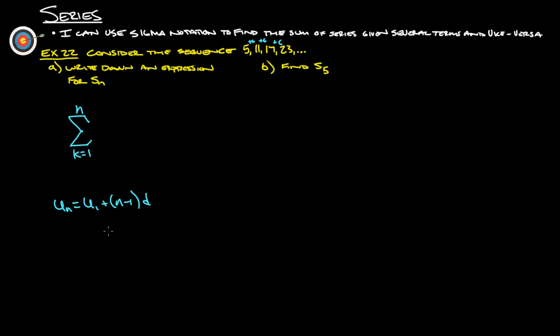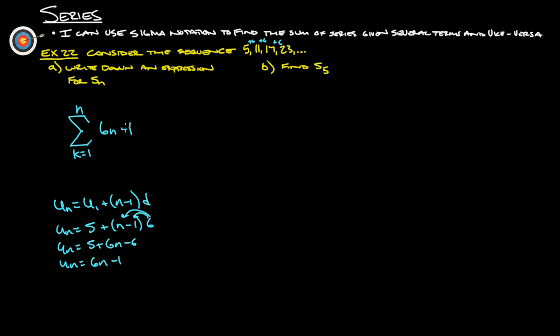So first term is 5. Number of terms n is going to stay the same. And then our common difference here is 6, right? So we can distribute the 6 back through. u sub n equals 5 plus 6n minus 6. So u sub n really is going to be 6n, 5 and negative 6 is minus 1. Okay, so that's going to be 6n minus 1.